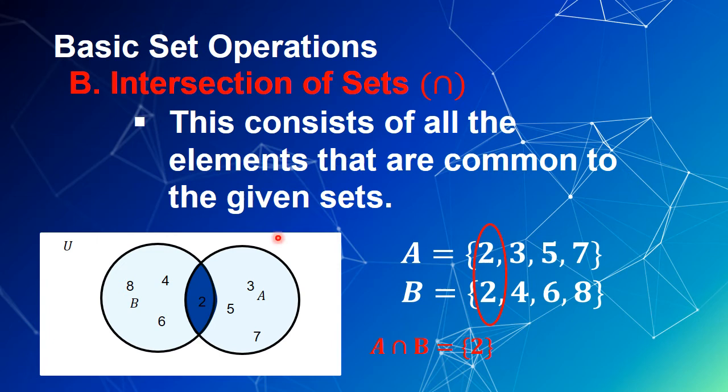So therefore, this is actually the intersection. The intersection is the element present in both of the two sets. So therefore, the answer here is 2. This is the common element present in sets A and B.